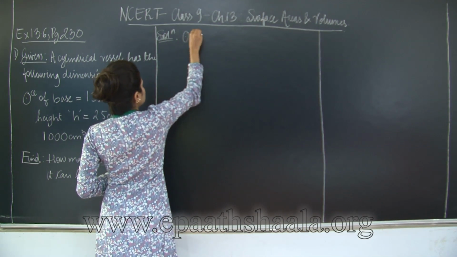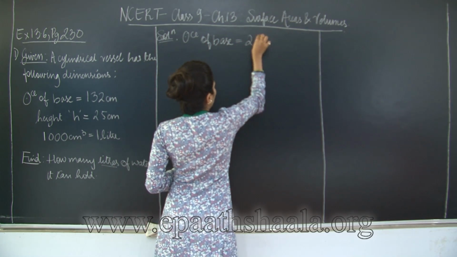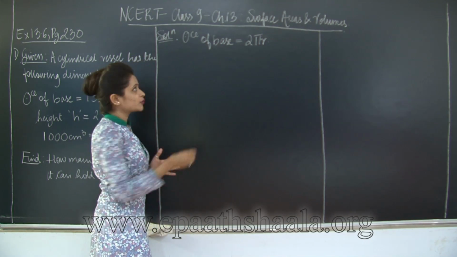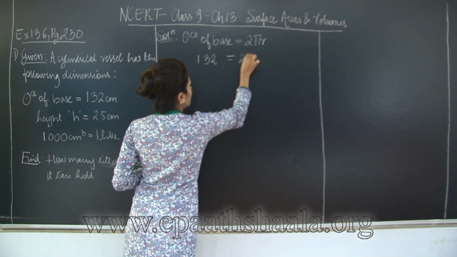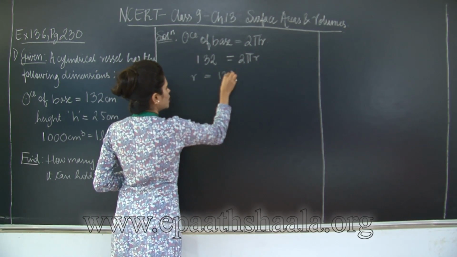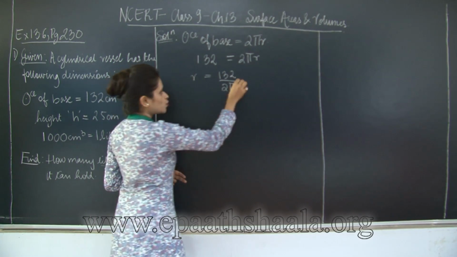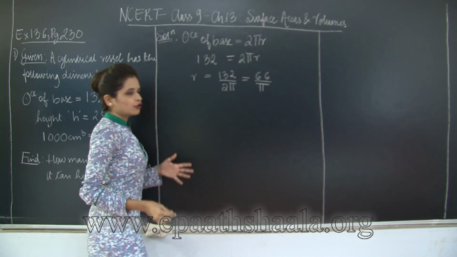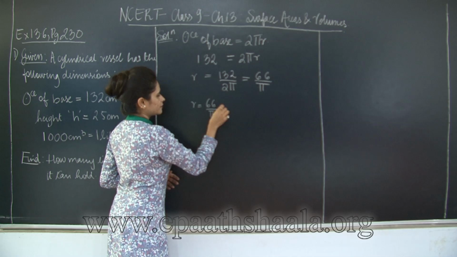I'll say circumference of base is equal to 2 pi r, where r stands for your radius. Now it's been given that the circumference is 132 centimeters, so let's substitute the value. So 132 is equal to 2 pi r. Therefore my radius is going to be what? r is going to be 132 upon 2 pi. So simply cancelling 2 and 132, 2 sixes are 12, 2 sixes are 12, upon pi. So I'm leaving the value of r as it is, that is 66 upon pi centimeters.